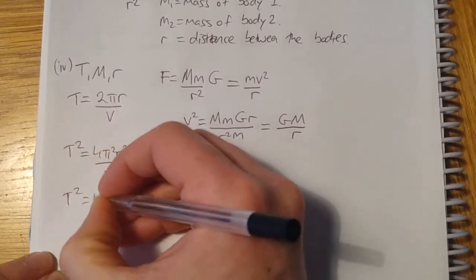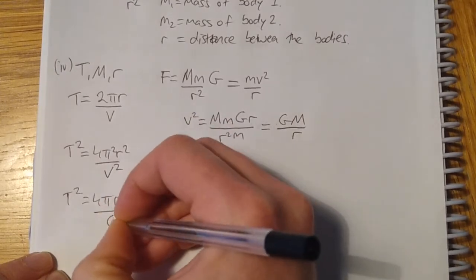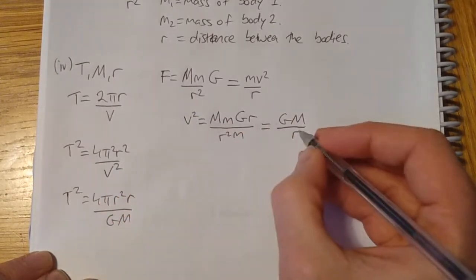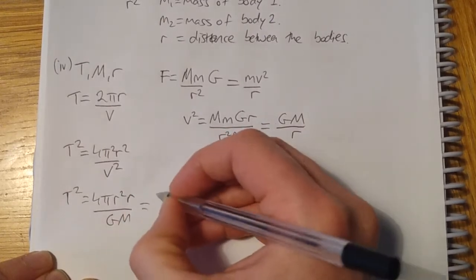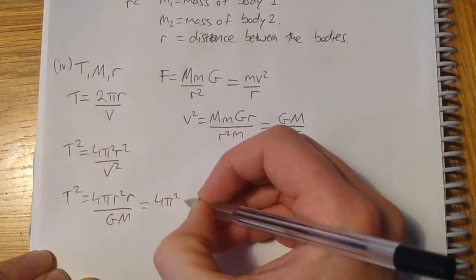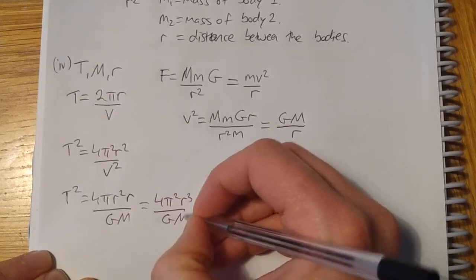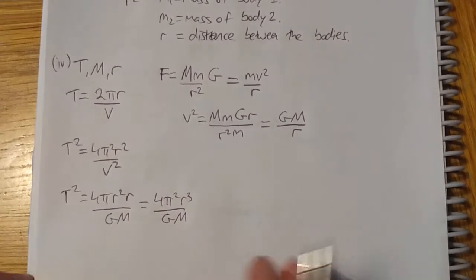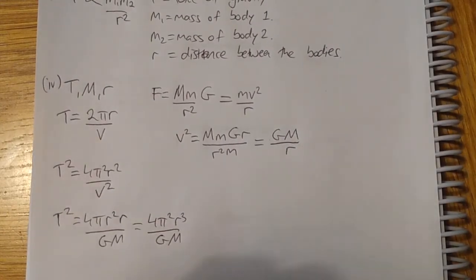T squared is equal to 4 pi squared r squared times r divided by GM. So that r is this r, and the GM is there. Remember, it's upside down because the v squared is beneath the line. And just to tidy it up, 4 pi squared r cubed over GM, where M is the mass of the planet. Okay, so hopefully that's nice and clear for you now. 6 minutes, I'll pause it there.